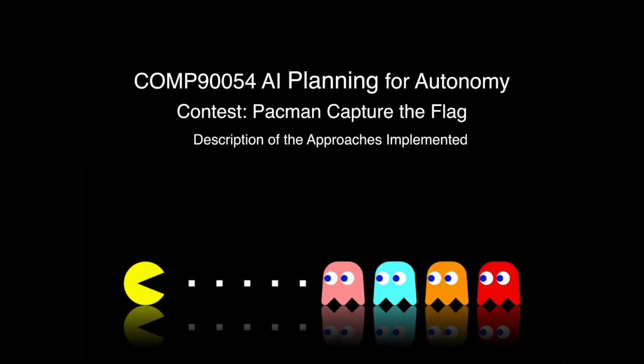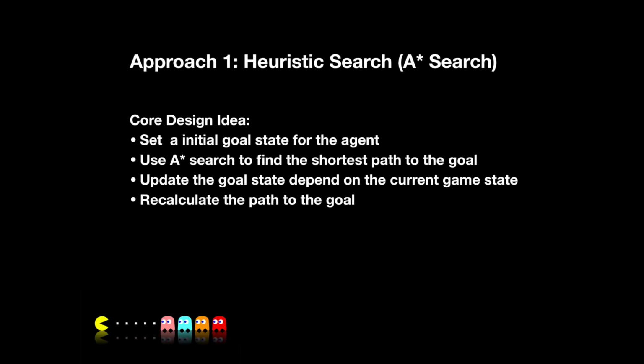In this video, we will describe the approaches implemented in this project. First, we tried heuristic search and we mainly used the A-star search algorithm in this approach. The core design idea for this approach is to find a new goal state based on the current game state, then use A-star search to find the shortest path to the goal point.